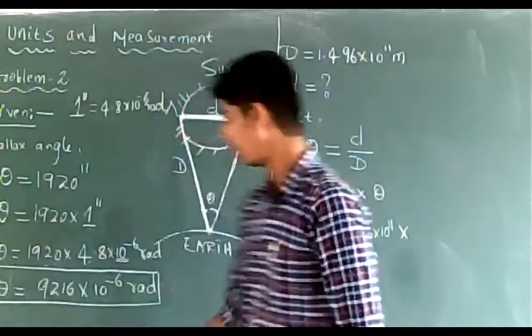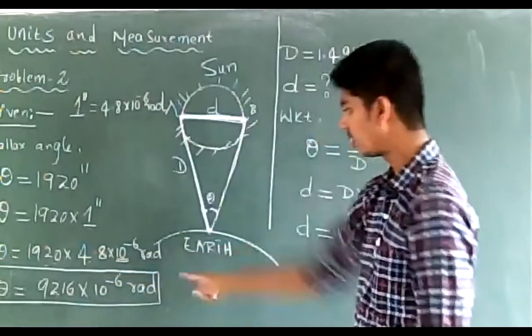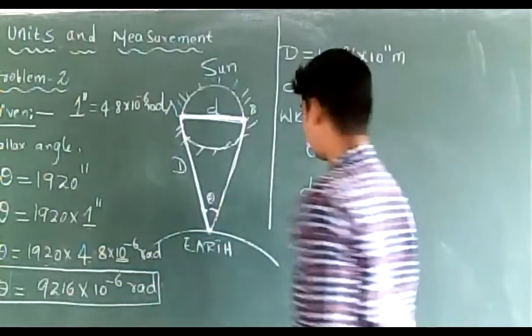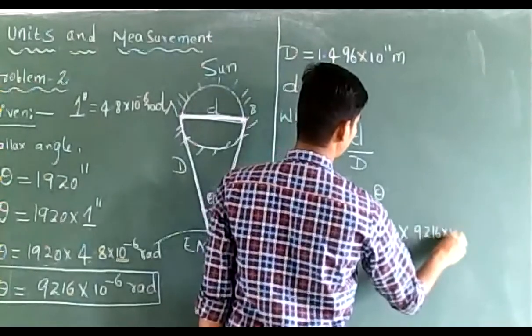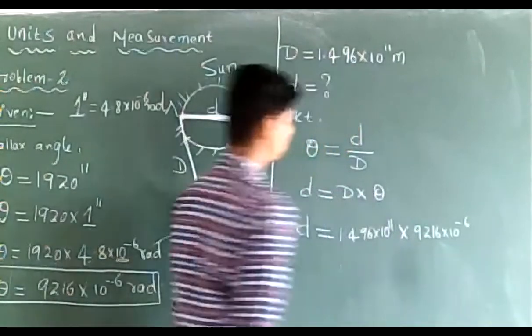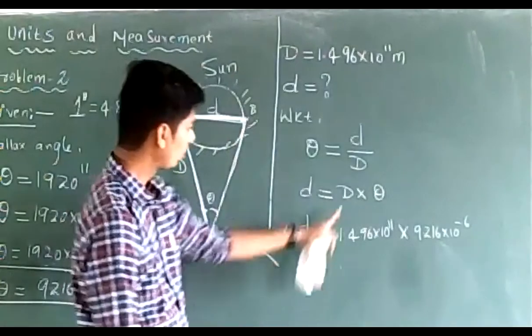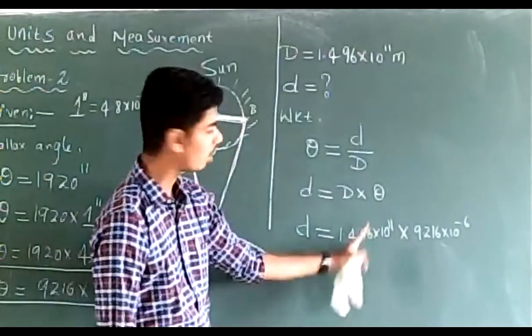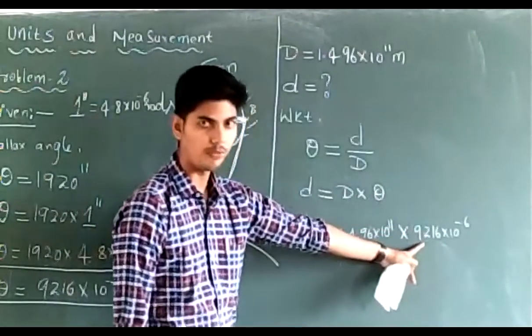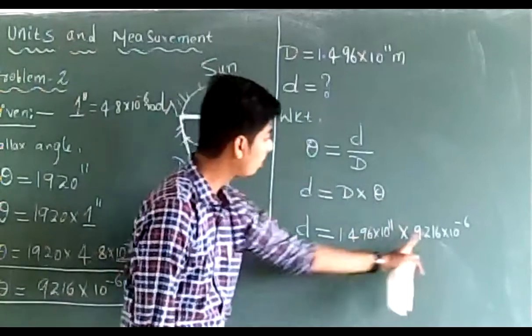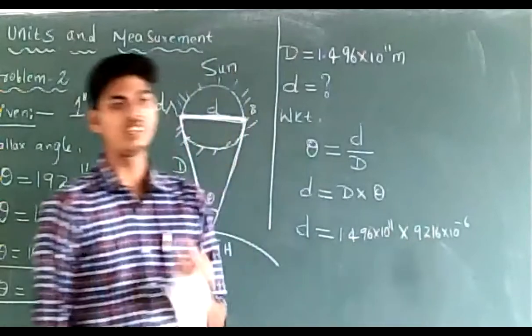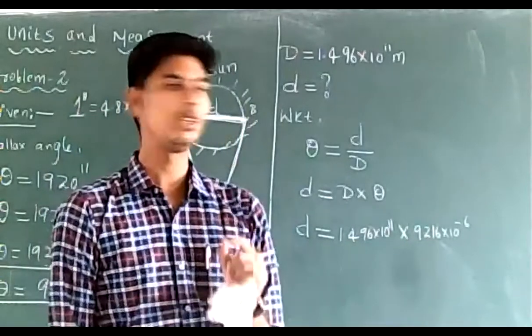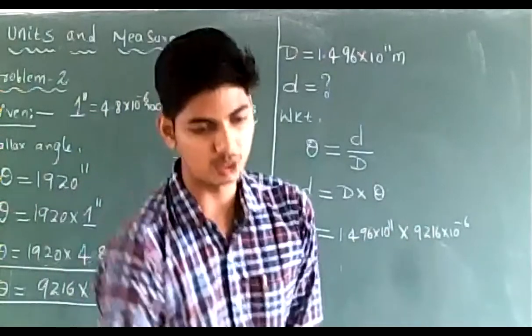We have calculated theta as 9216 into 10 to the power of minus 6 radians. So we have substituted the value of capital D, and also the value of theta. You just need to multiply these two. 1.496 into 9216 is to be done.